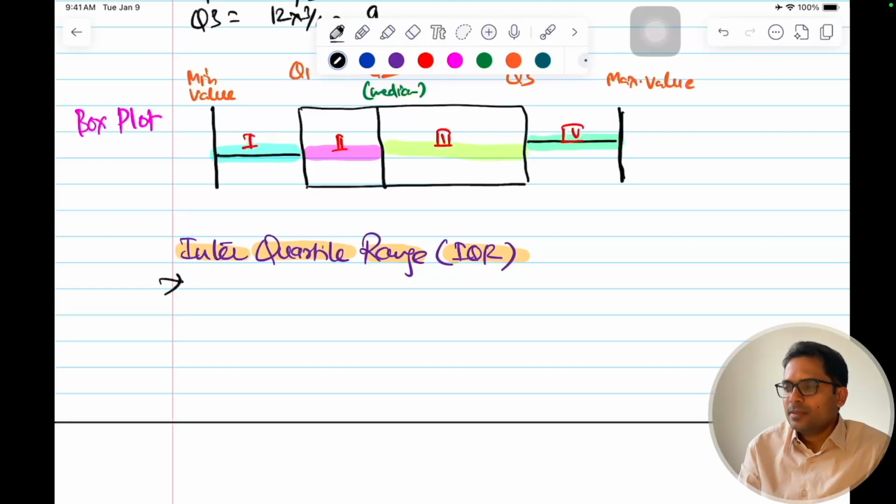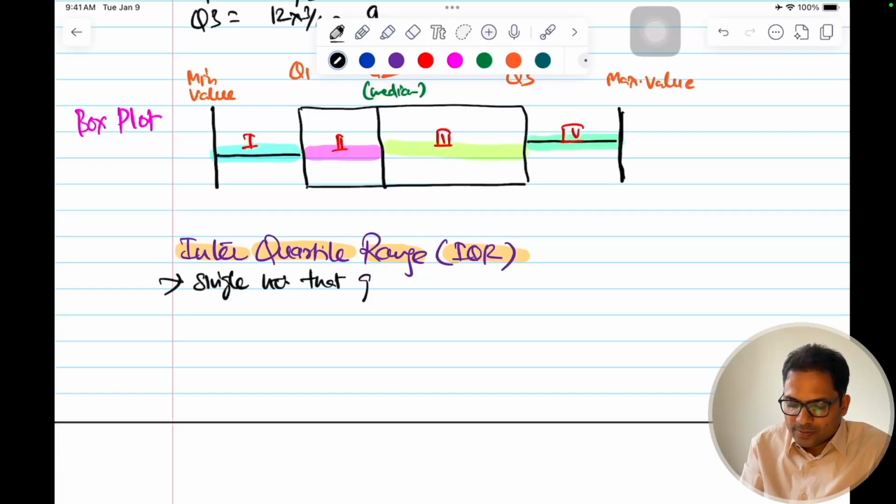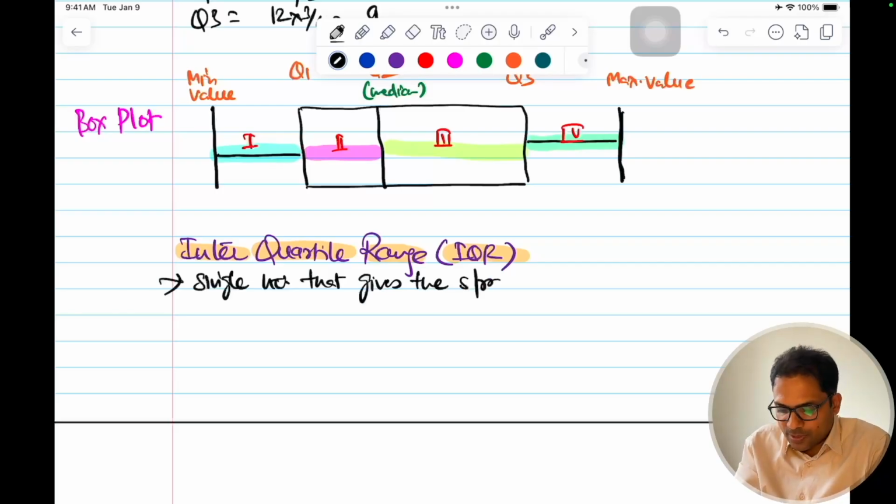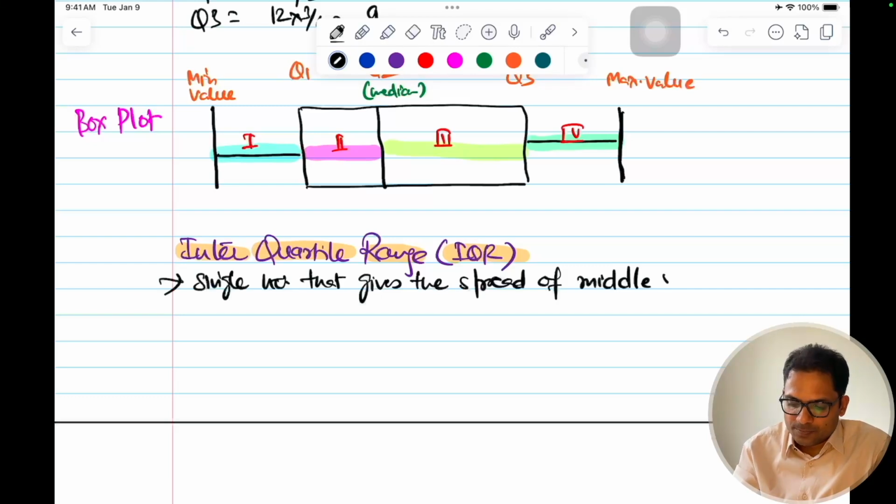Okay, so this is again a single number that gives me the measure of spread of the middle 50% of the data, with respect to the percentiles.